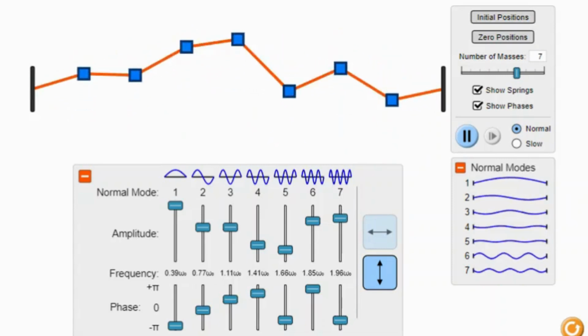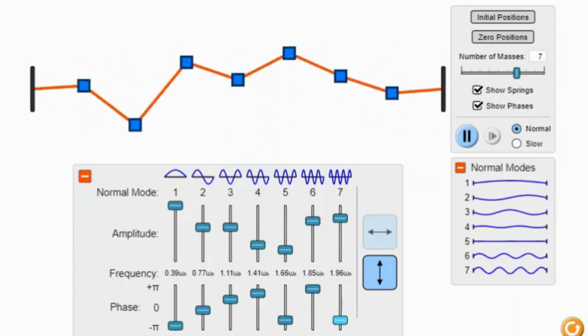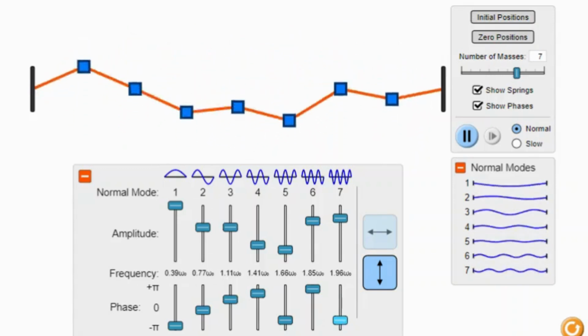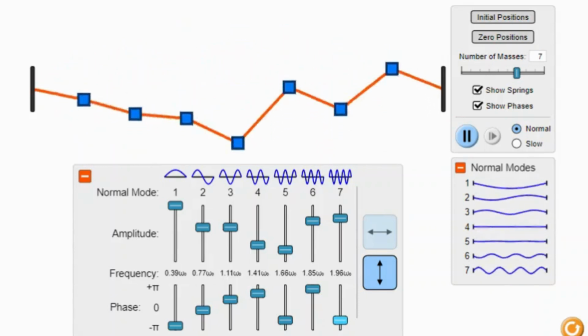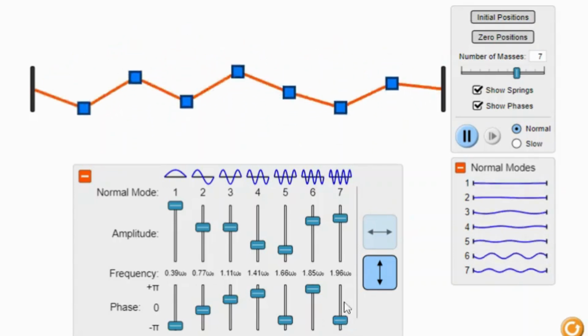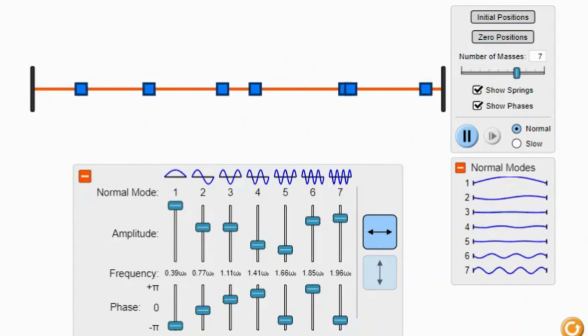Higher numbered modes require more energy to excite because they involve more complex patterns of motion. The additional energy is distributed across the system in a way that increases the frequency of the oscillation. This relationship between mode number and frequency is a fundamental property of oscillating systems.